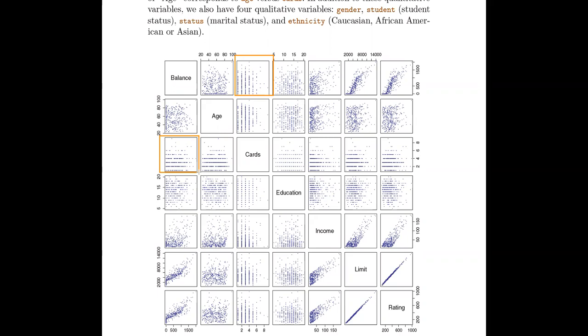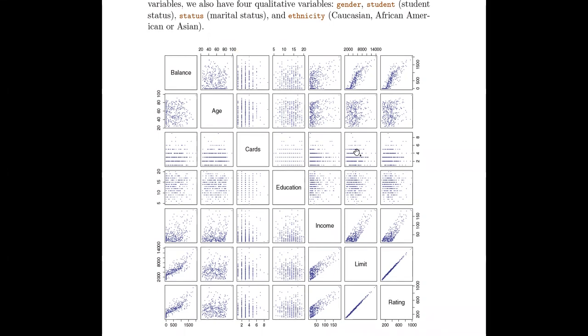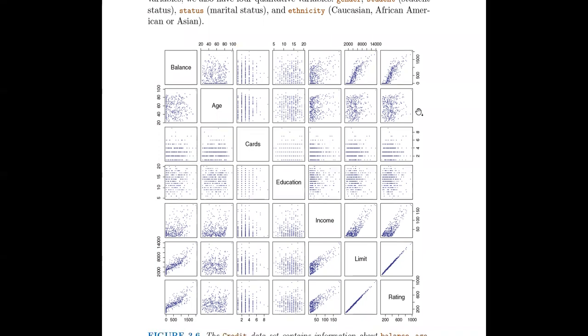And you're looking at all the different relationships. For example, over here, we're looking at cards. I'm not sure what cards means, but cards against, I think it's against balance. This is cards against age, cards against education, etc., etc. So this is where we'll seriously start taking multivariable data sets into consideration.